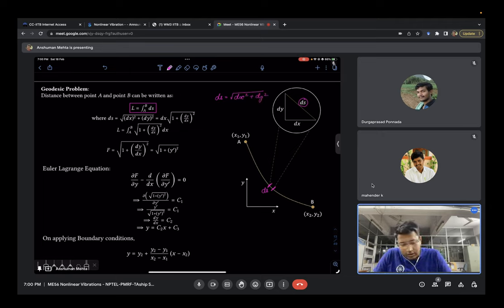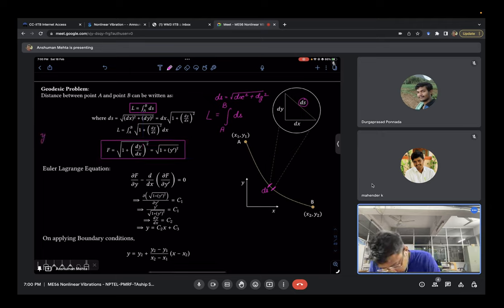And if we integrate this ds from point A to point B, this is called integration, right? Because we take a small part and then integrate from one point to another point. This is what calculus of variation means. So now we have a functional ready, where y is the dependent variable and x is the independent variable.